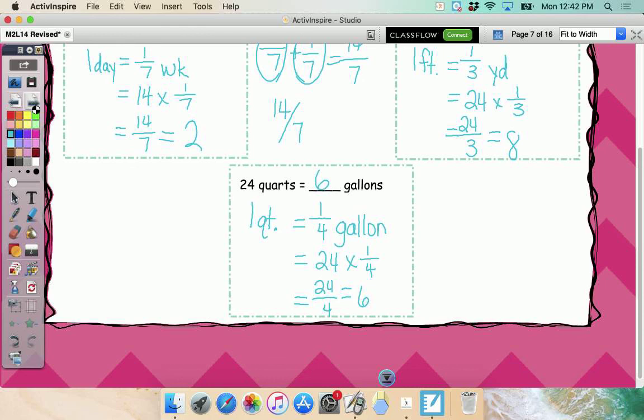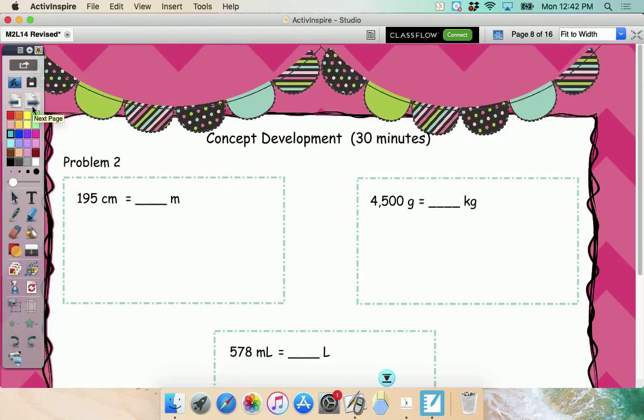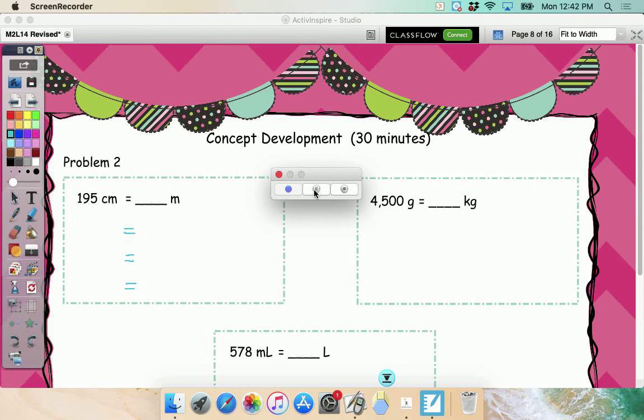Okay, let's move on. So we've got the metric system now. Okay. You're not so easy. Okay. So get your 3 equal signs on there. I'm tempting fate. All right.